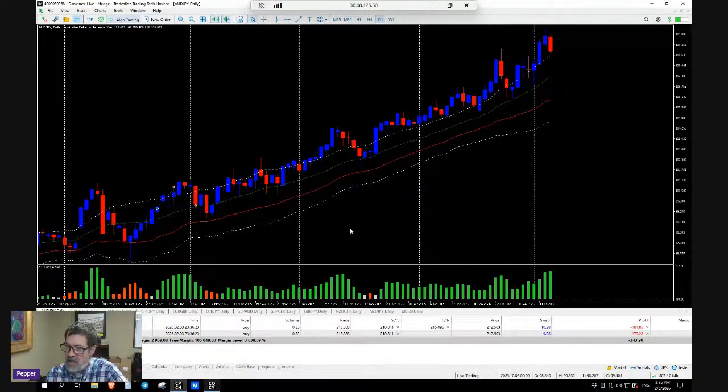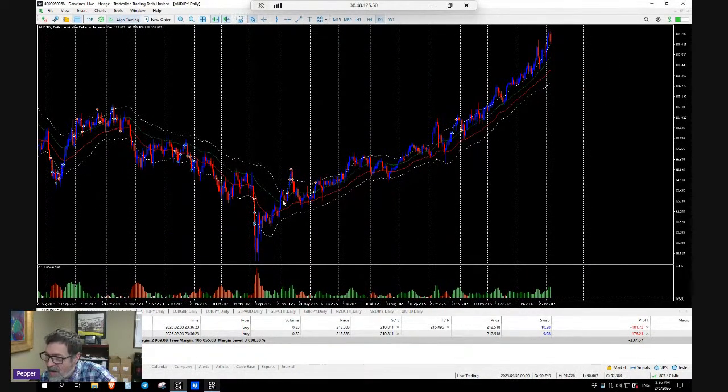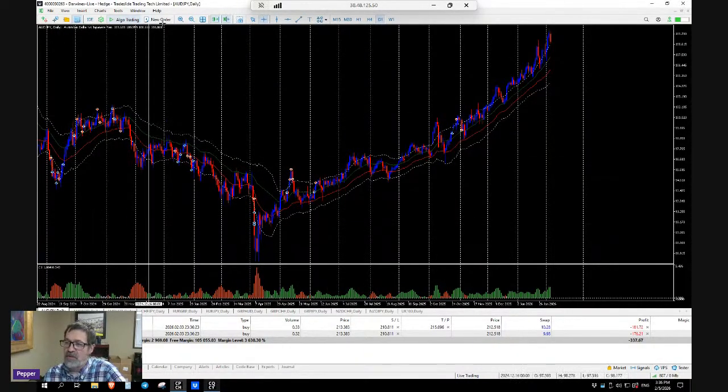We're looking at Aussie yen, and all of the yen pairs have been just on a tear since, oh goodness, let me zoom out. They've been on an upswing since April of last year. Every single yen pair looks very similar.